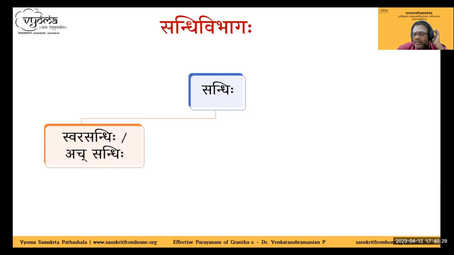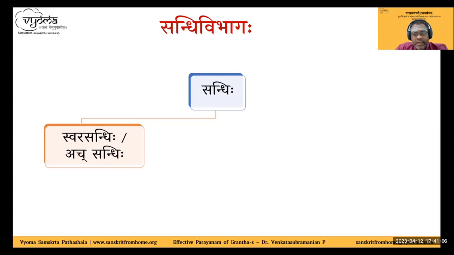The first type, for this our Varnamala basics should be very strong. The first type that we studied was independent sounds, which are called swaras. So if there are two independent sounds, which is two swaras, and there is a change occurring in these sounds during articulation, then it is called swara sandhi.